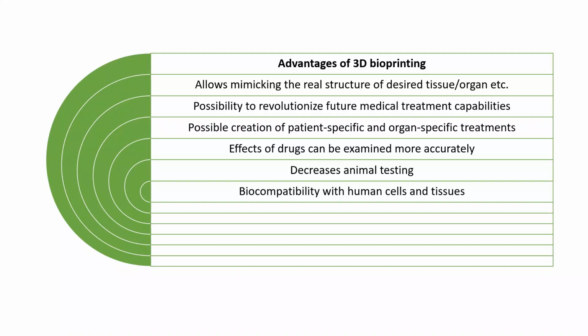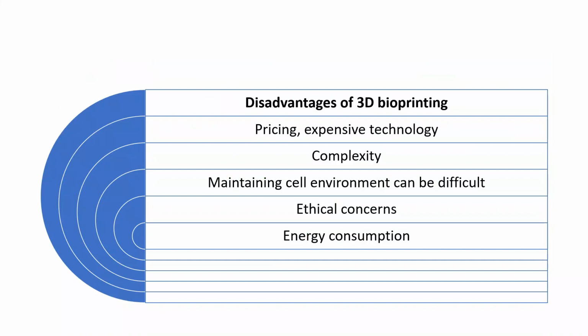So what are the advantages of 3D bioprinting? Well, it allows us to mimic the real structure of desired tissues and organs, etc. It has the possibility to revolutionize future medical treatment capabilities. It is possible to create a patient-specific and organ-specific treatment. You can actually test the effects of drugs, which would decrease animal testing, and we have biocompatibility with human cells and tissues.